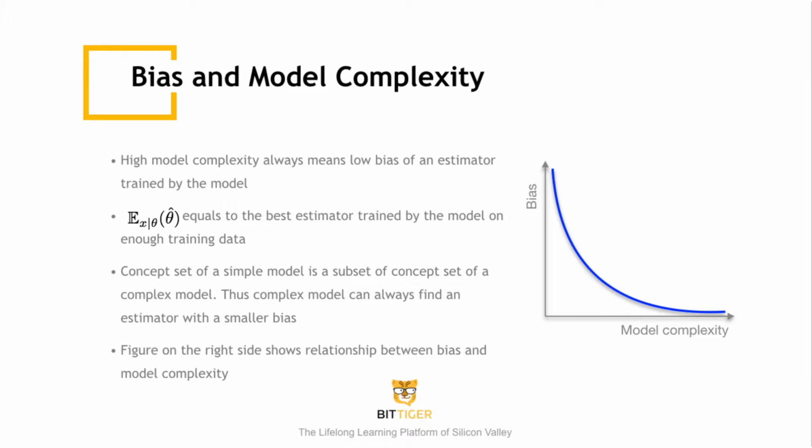High model complexity always means low bias of an estimator trained by the model. This is because the expectation of theta hat equals the best estimator trained by the model on enough training data. Since the concept set of a simple model is a subset of the concept set of a complex model, the complex model can always find an estimator with a smaller bias. The figure on the right side shows the relationship between bias and model complexity.